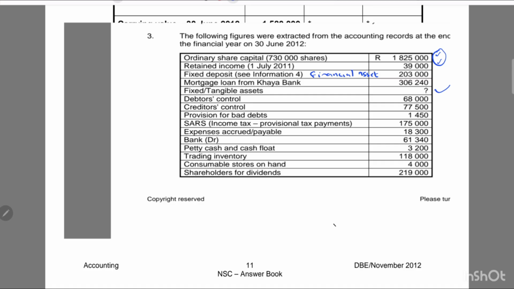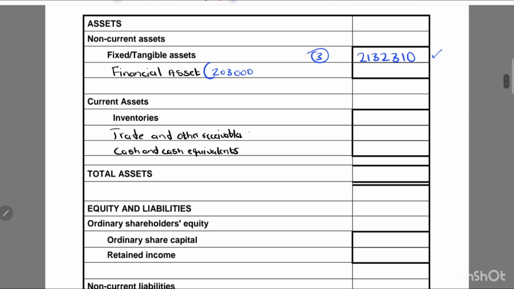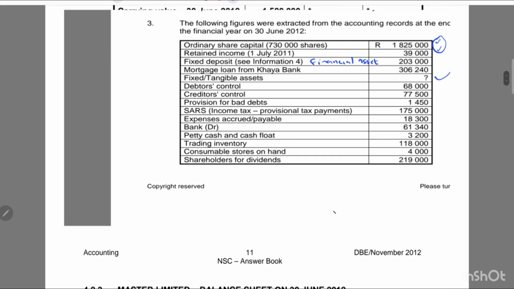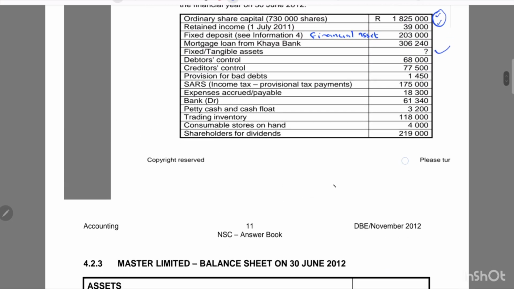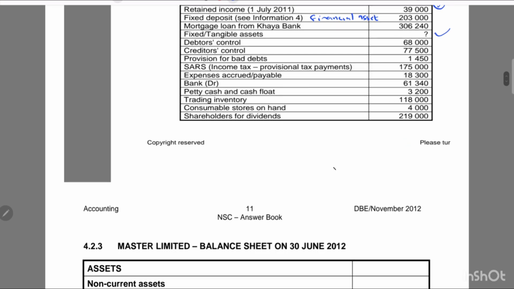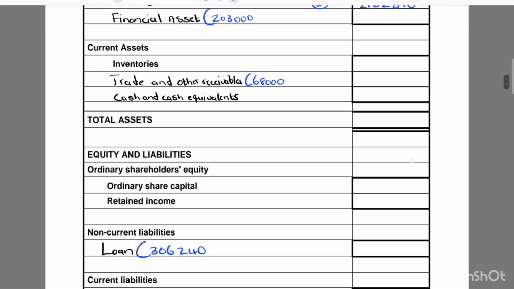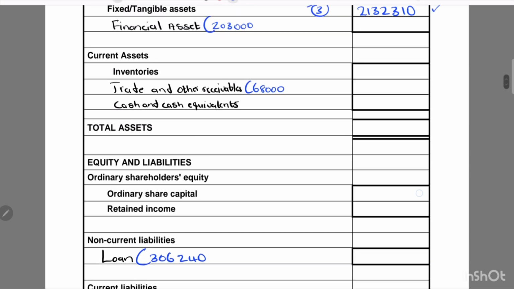I'm given debtors control, and we all know debtors control goes to trade and other receivables. How much is my debtors control? 68,000. Then I do creditors control. I know that one goes to trade and other payables. It's going to be 77,500.